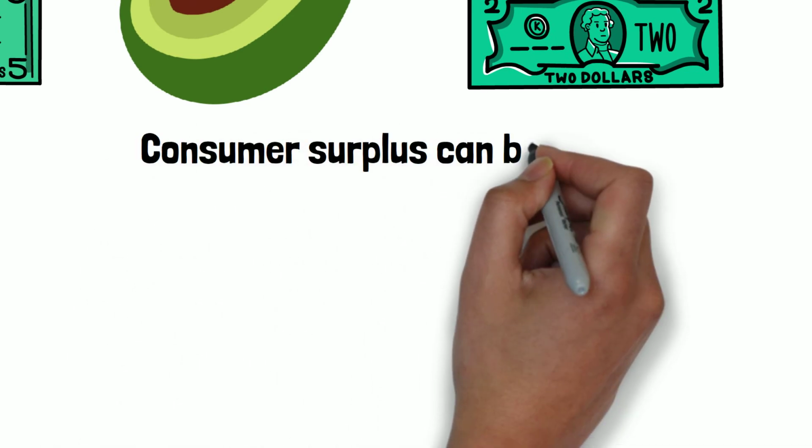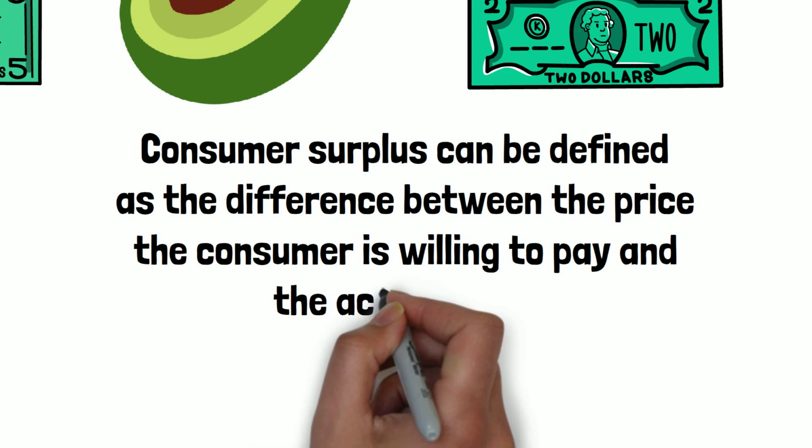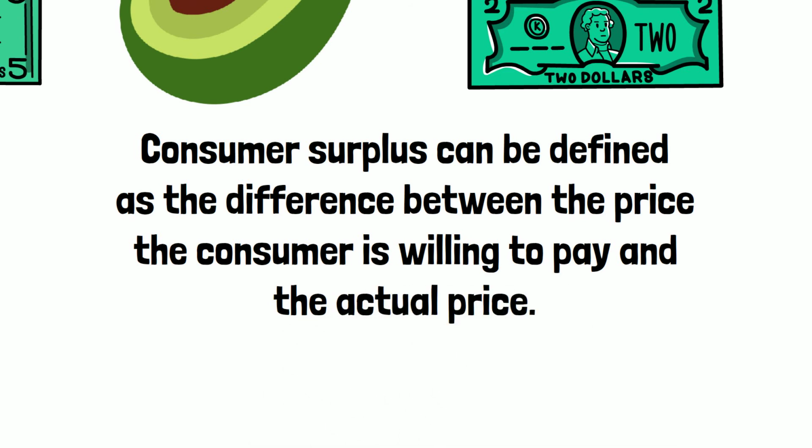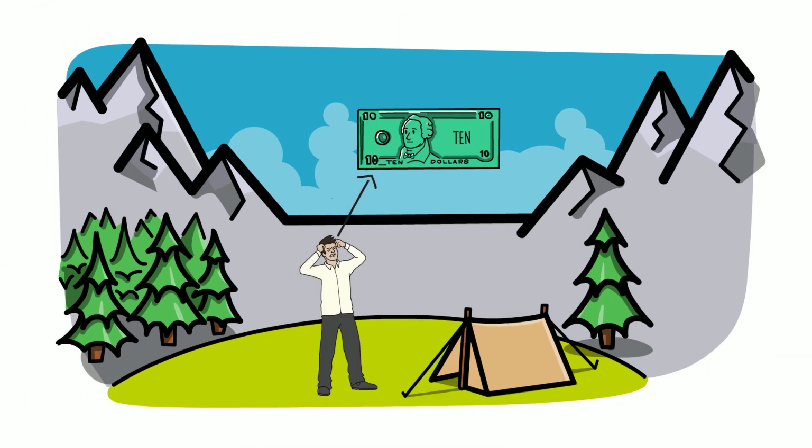It is the difference between the price you are willing to pay for the avocado and the price you actually have to pay. Remember this definition because it's important. Consumer surplus can be defined as the difference between the price the consumer is willing to pay and the actual price. Now, let's think of someone who is lost in the forest with $10 in his pocket.